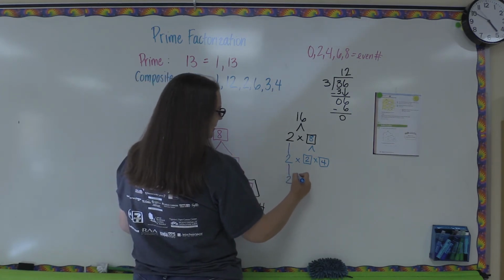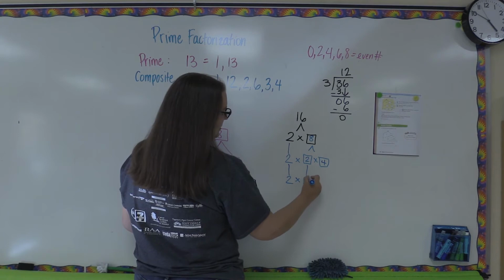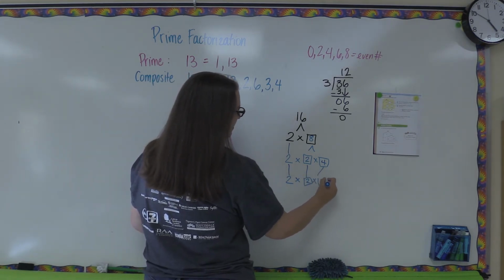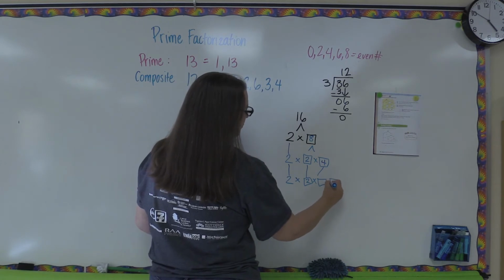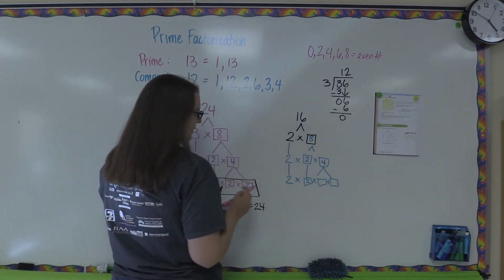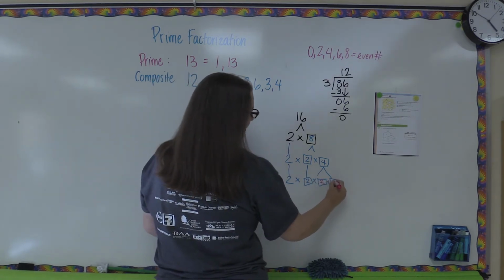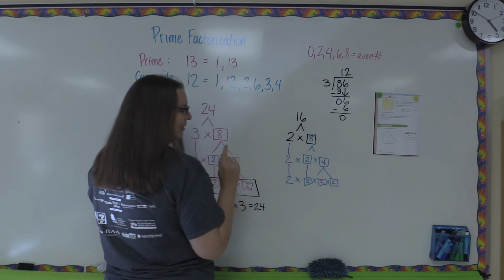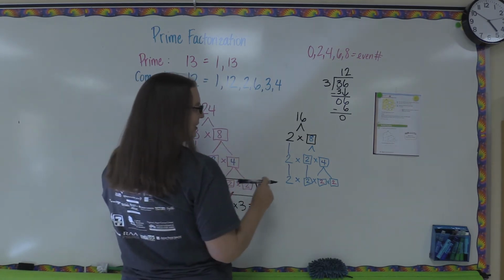This 2 is done. This 2 is done because they're prime numbers. The 4 can be broken down again into 2 new factors. So what times what is 4? How about 2 times 2? And if you look across our bottom level, we have all prime numbers, so we know that we're finished.